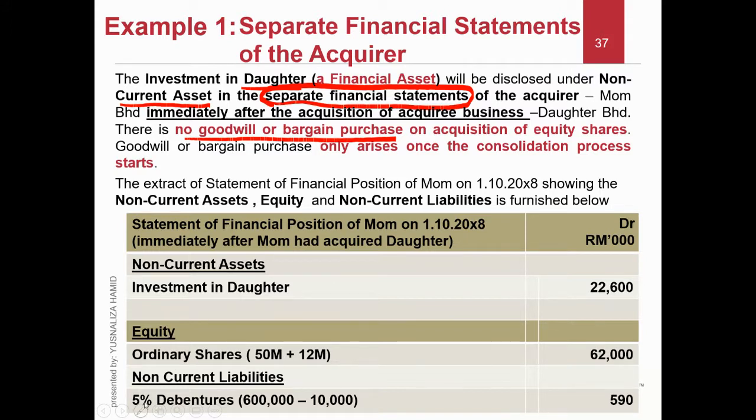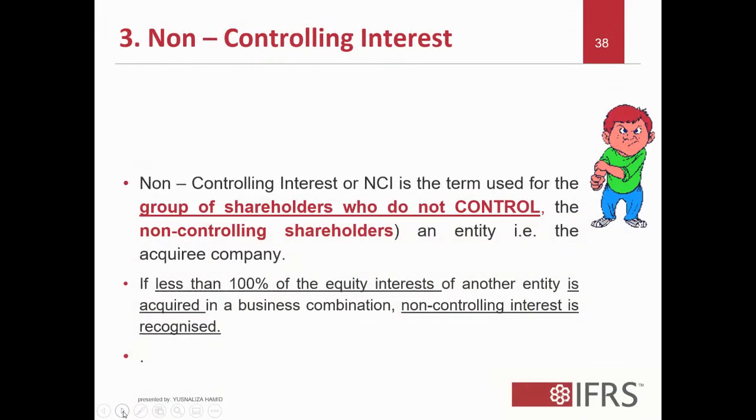For the 5% debenture, at first it was 600,000, and we reduced it with the issuance cost of 10,000. So it is now 590,000. Okay, you can go and check that again yourself.